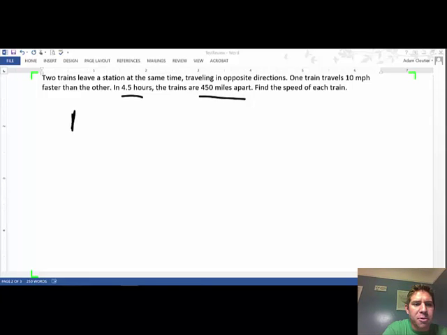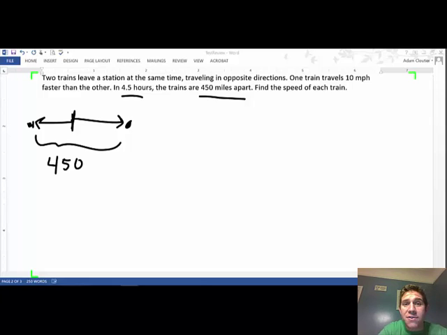Let's pretend that this line represents a train station. The first train travels 4.5 hours and ends up here. The second train travels 4.5 hours and ends up there. Again, after those 4.5 hours, the story problem says that they are a total of 450 miles apart.